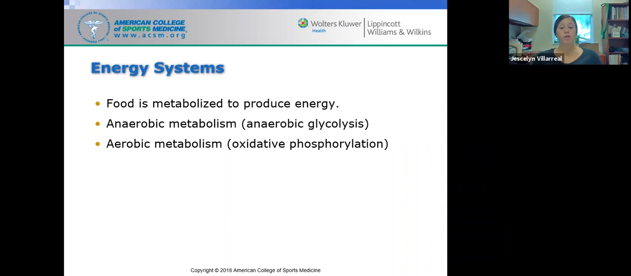Page 144 discusses the energy systems, and we always start by understanding that food is our main energy source. We have to break down and we have to eat protein, carbohydrates, and fat. You have anaerobic metabolism and aerobic metabolism. Anaerobic is without oxygen, aerobic is with oxygen. In order to have energy, the food must be metabolized to yield the high energy compound called ATP, adenosine triphosphate.